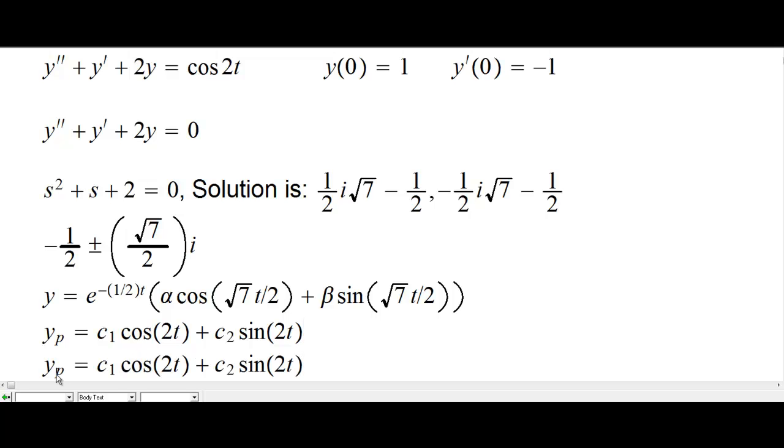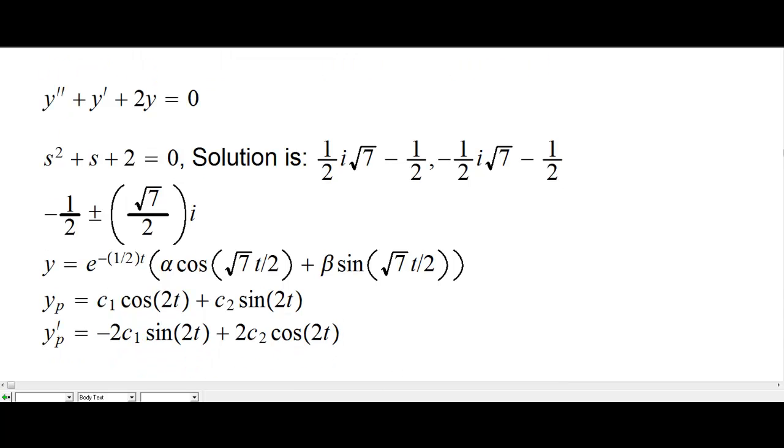All right, so derivative. That will become negative. I'm using the chain rule, so sine, and then here 2, and that guy is cosine, right? And then I'll take the second derivative.